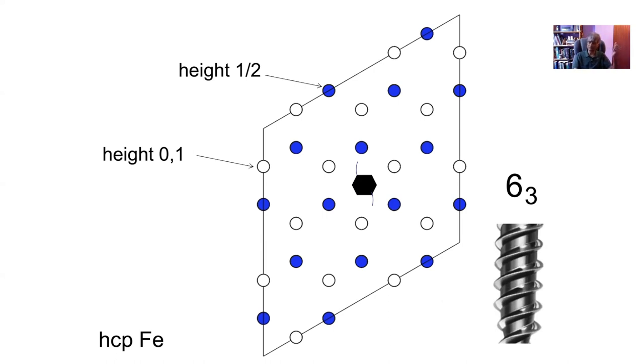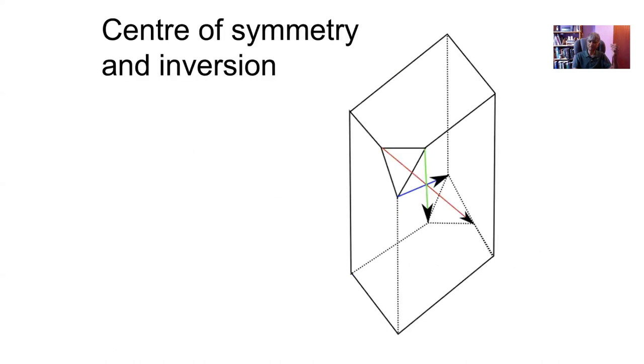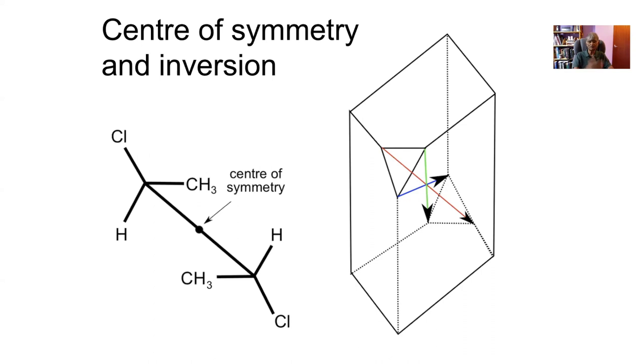There is another element of symmetry, a center of symmetry. So imagine that we have this triangle here, and if I invert each of the vertices through the center, then I generate another triangle along there, and therefore this is a center of symmetry. And here is a molecule which also illustrates the center of symmetry. Here, if I take this hydrogen and invert it through the middle, I recover a hydrogen over there, and the same applies to these other groups. Chlorine inverted through the center, I get to this point here. So that's called the center of symmetry.